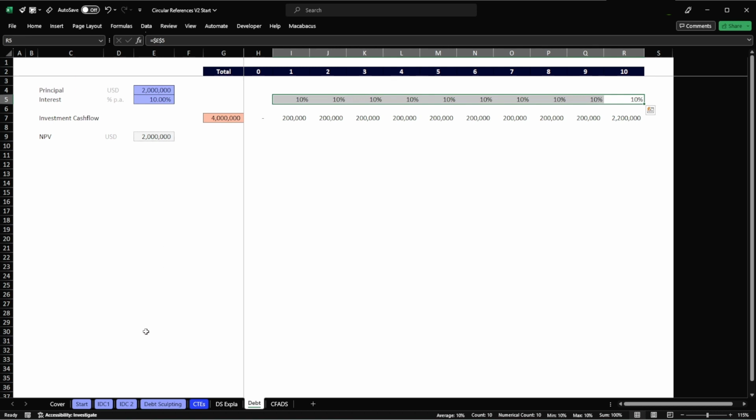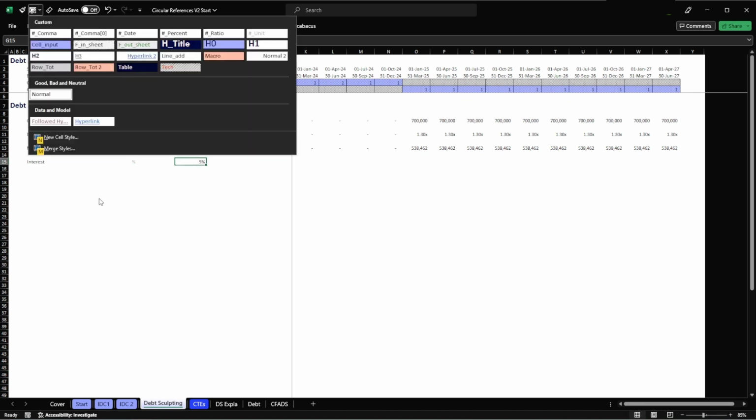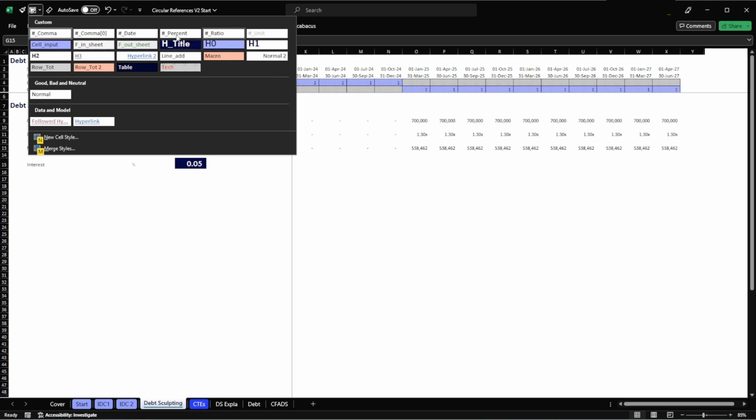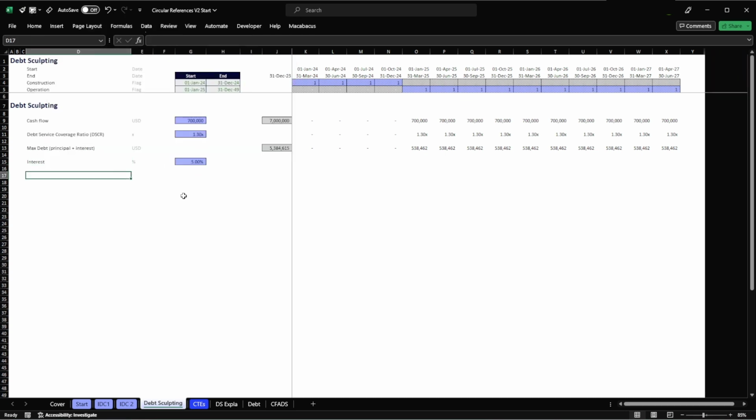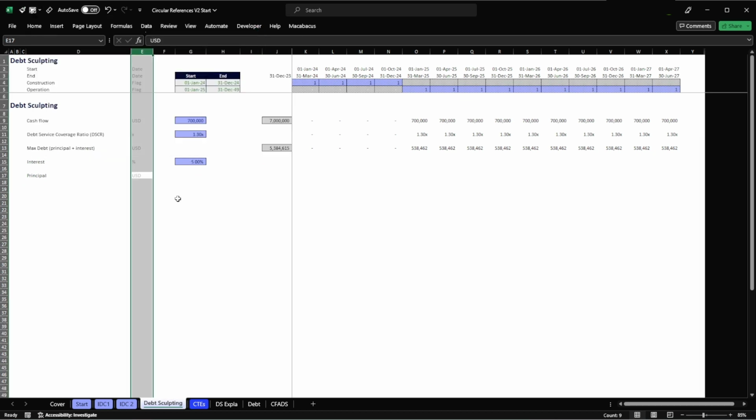Cool. So let's go back now to our debt sculpting and calculate it. What we're going to have here is our interest. We're going to say it's going to be a percent, and this is going to be 5%. So that's what we're going to have, and let me format it in here as percent. Let's now calculate our NPV, which is our principal. So this is going to be our principal, in USD. I can also go here and add the unit. That's good. Nice. So what's going to be our NPV?